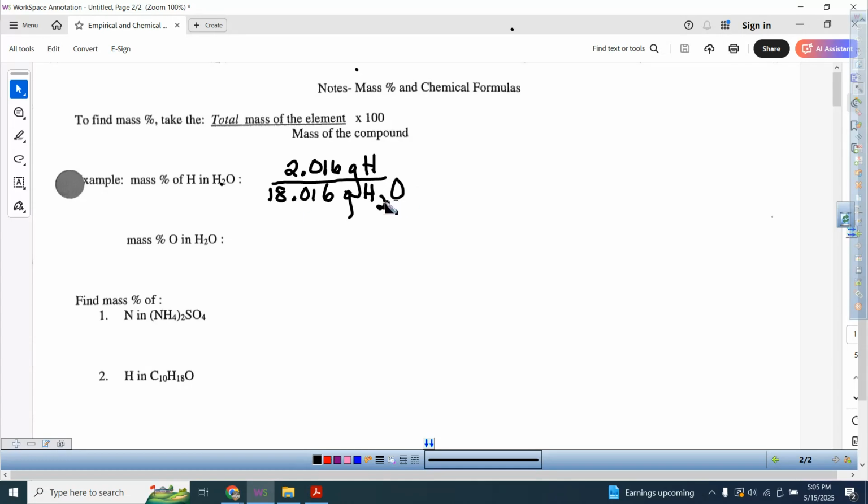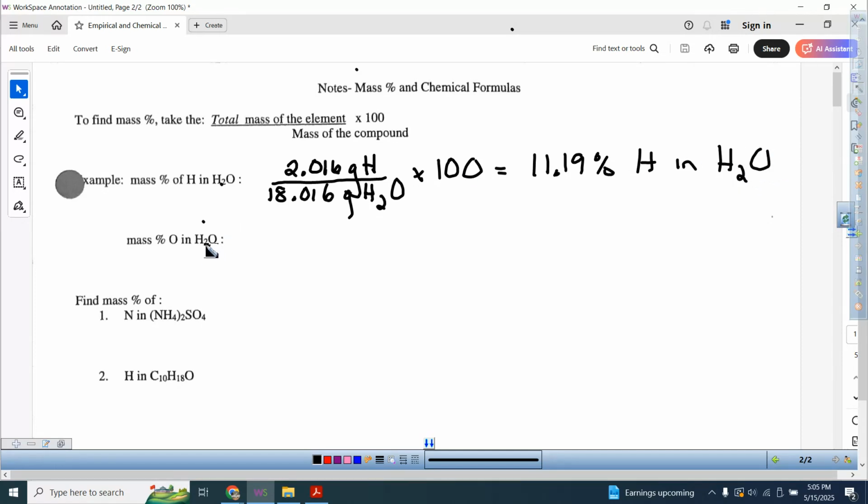16 for oxygen plus 1.008 for each hydrogen. And because we have 2 hydrogens, that's why this is 2.016. Okay, in the last step, just multiply by 100 to make it a percent. And this gives us a mass percent of 11.19% hydrogen in water.